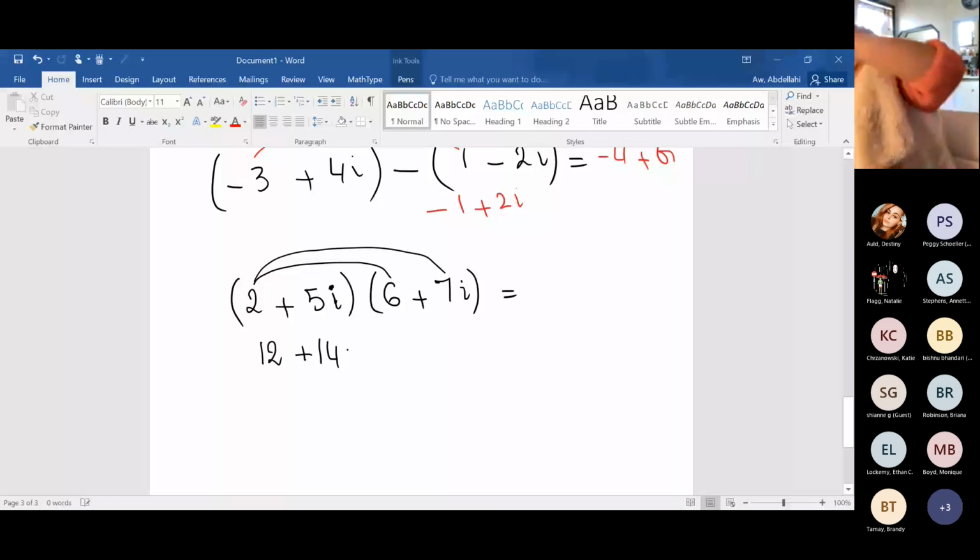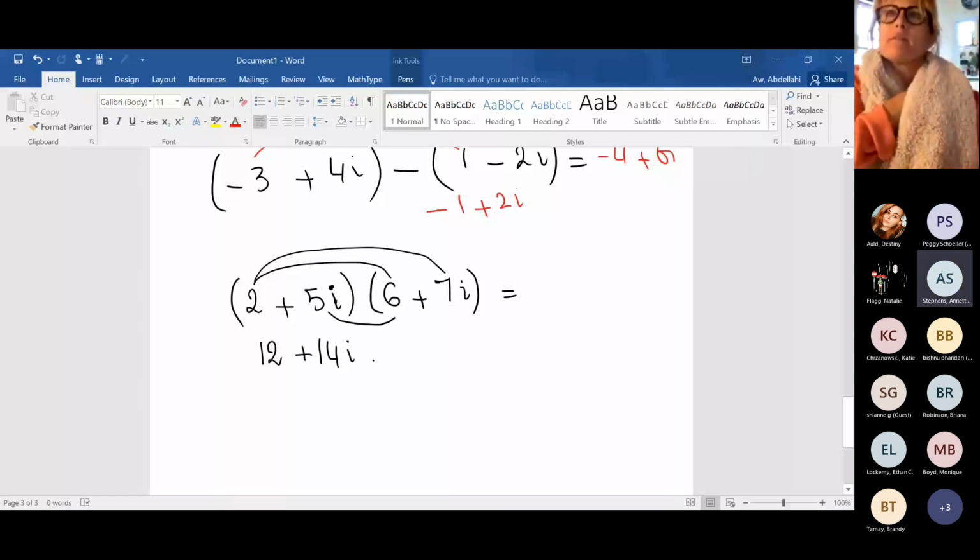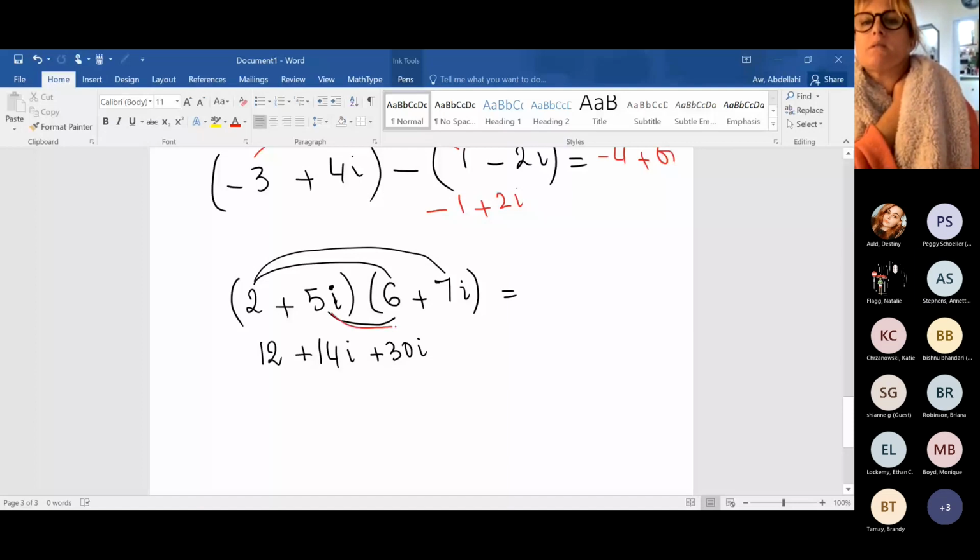Now comes the last one. 5i times 7i. What do you think is going to be? Plus what? 5i to the second. I to the second. Everybody here in this room agree with that? Yeah. 35i to the second.